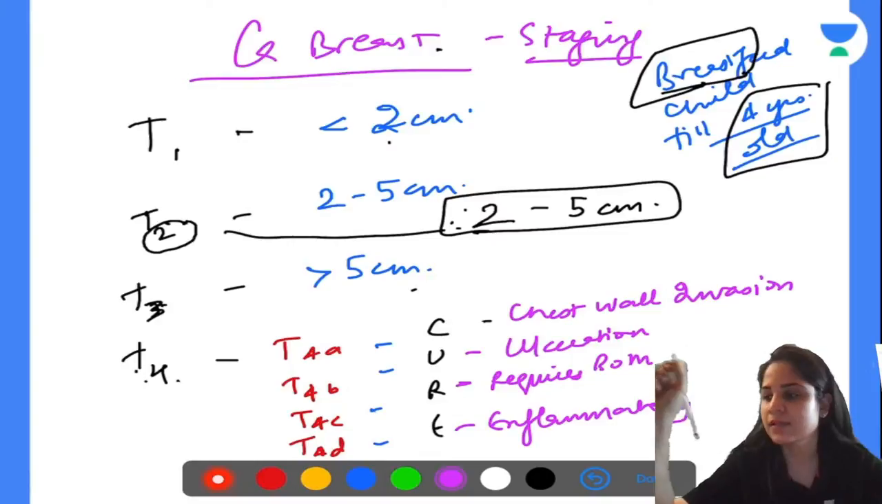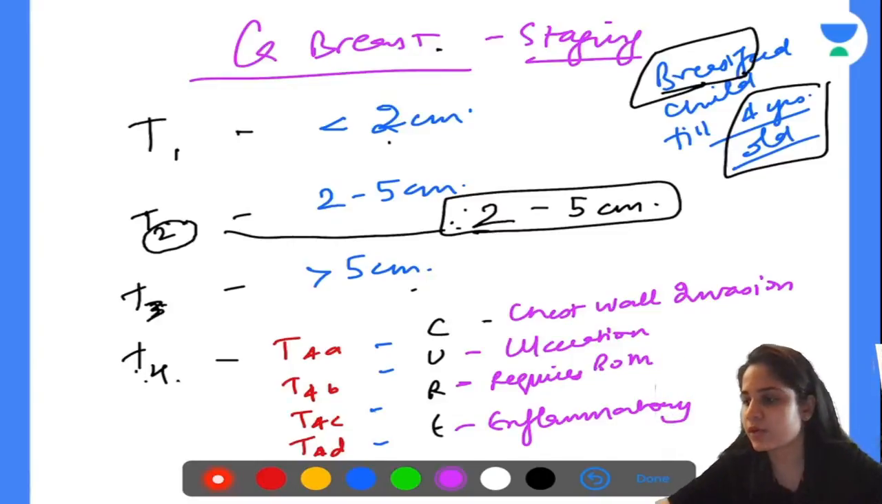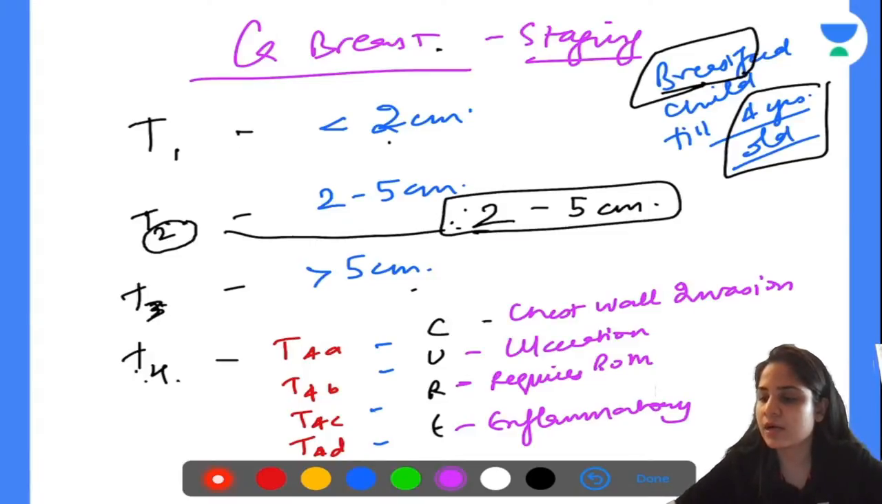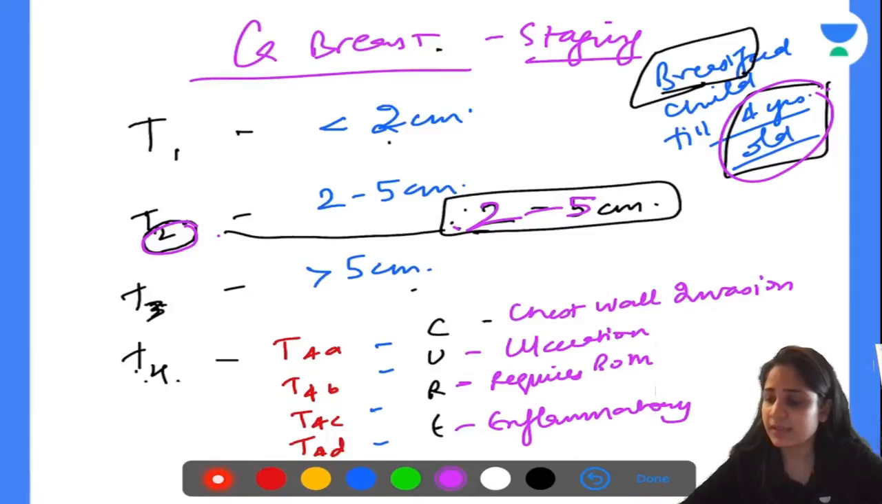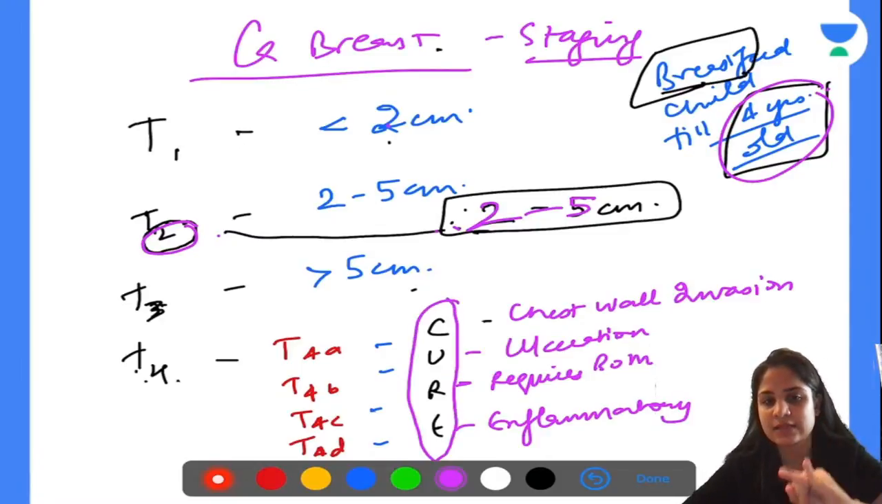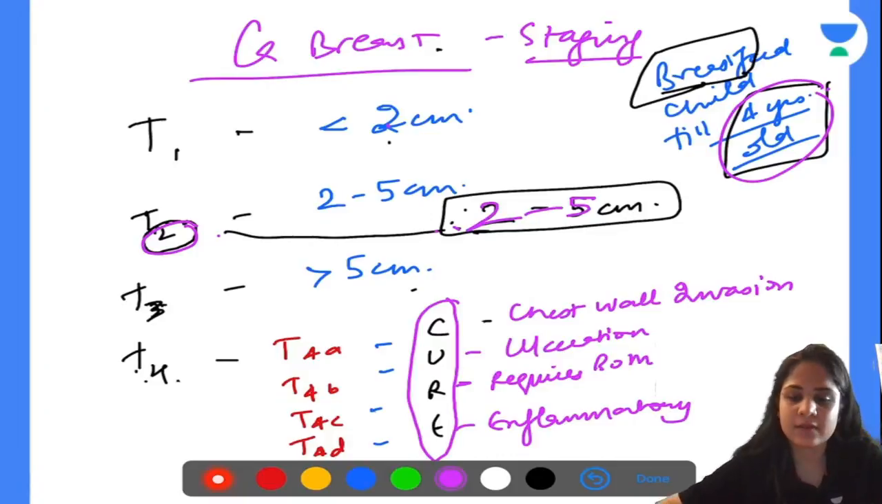Again, I'll just tell you guys. So remember, a child has to be breastfed till he is 4 years old. So 4 years old ka T1, T2, T3, T4 likh do. Uske baad T2 ka 2 idhar likh do. So 2 to 5 centimeter is the size in T2. Then less than 2 centimeter will be T1, more than 5 centimeter will be T3. And T4 mein, if the child is not weaned by 4 years of age, you have to cure him of the disease. So C means there is a tumor that is more than 5 cm plus it has chest wall invasion. U means there is ulceration of the skin. R means it requires both. And E is inflammatory carcinoma. Theek hai? Abhi ye yaad rahega tumko?